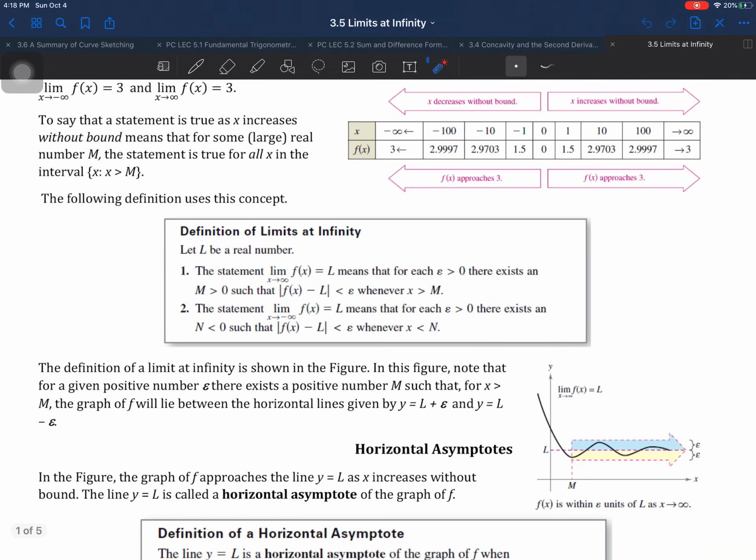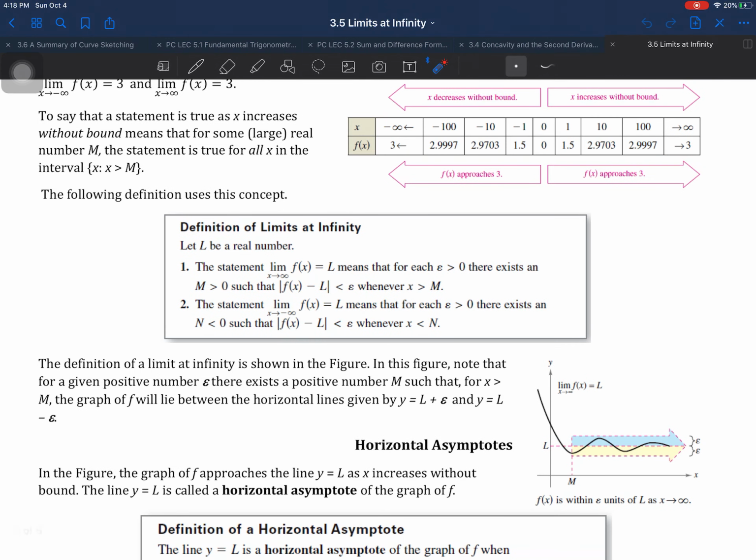And now here's the formal definition, which I know might be overwhelming, but it is very similar to what we have discussed before. Let L be a real number. The statement that the limit of f of x as x goes to infinity is equal to L, meaning the value of the function is getting closer to L, means that for each epsilon greater than 0, there exists an M greater than 0 such that the difference between those two is less than epsilon whenever x gets really, really big.